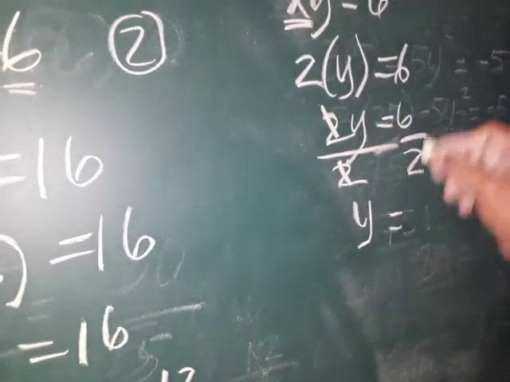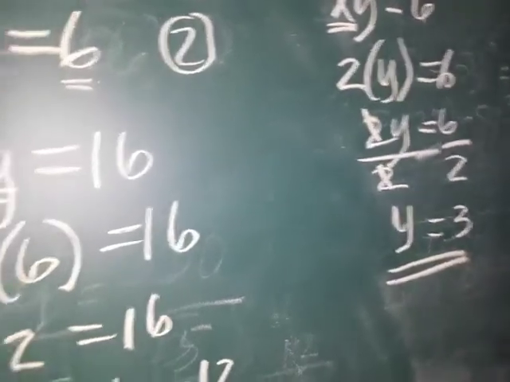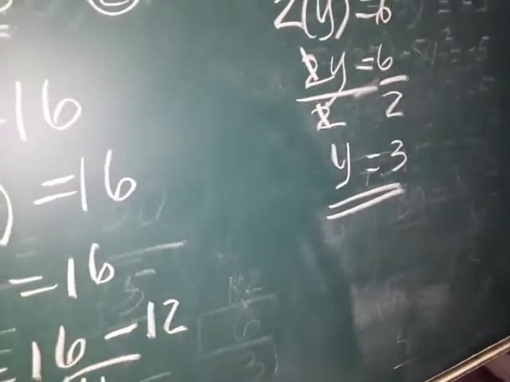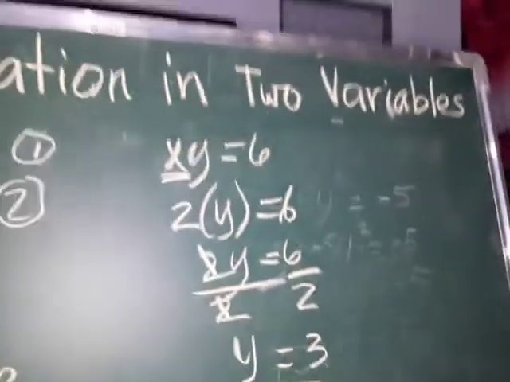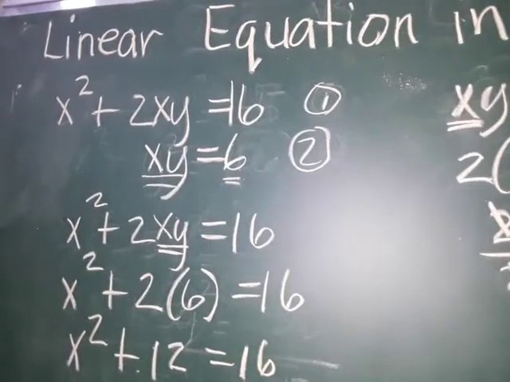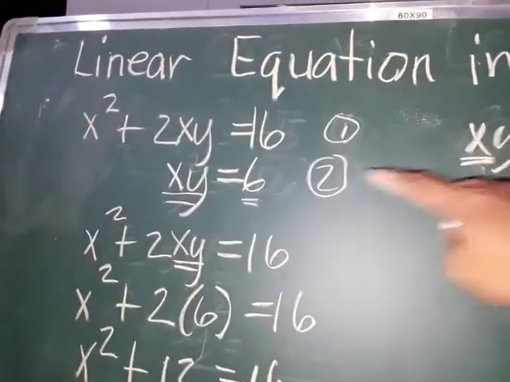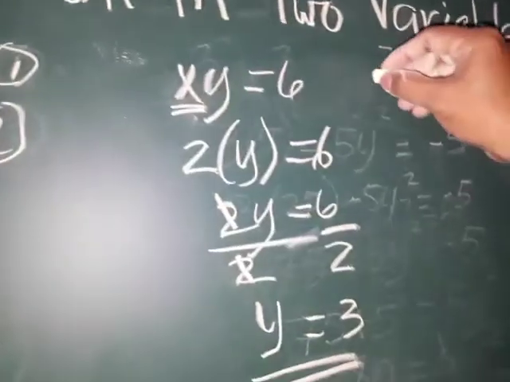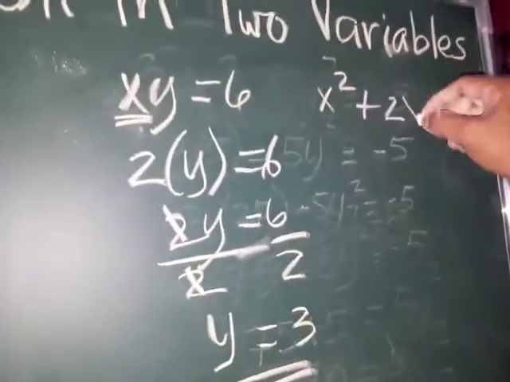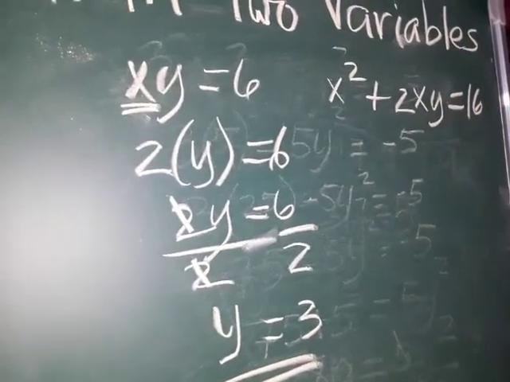Y is equal to 6 divided by 2, which is 3. So our x is 2 and y is equal to 3. Okay, to prove that either of the two gives the same answer, let's use equation 1. This is our equation 2 a while ago. So, equation 1: x squared plus 2xy is equal to 16.